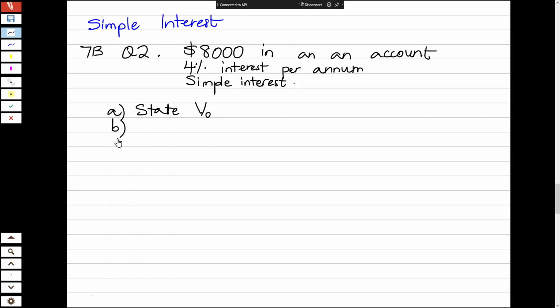So let me just quickly write down what we're asked to do in this question. First state V naught, and then B and C. I'll just combine B and C together as write down a recurrence relation.